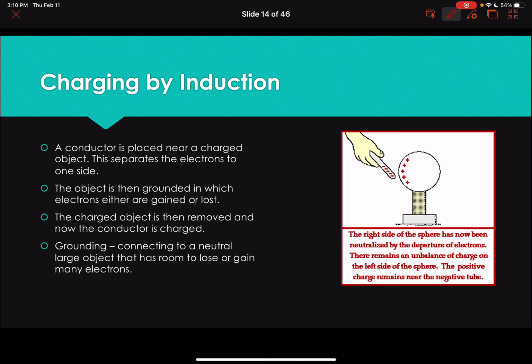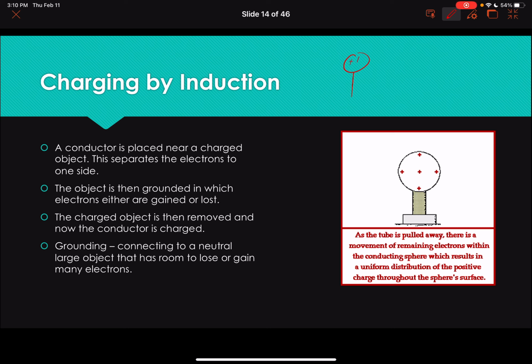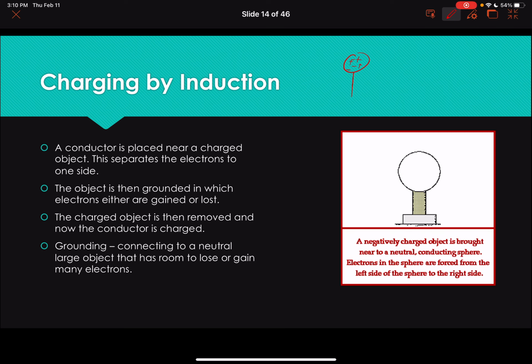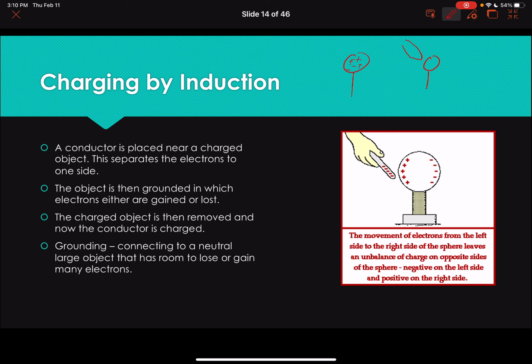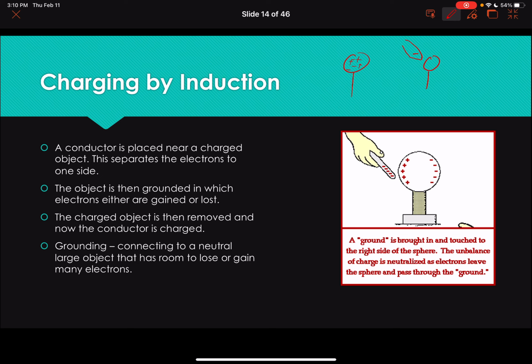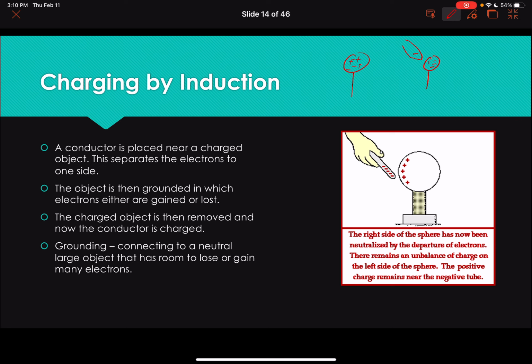But essentially, we have some sort of object that has a bunch of protons and a bunch of electrons in it, all evenly distributed around the thing. And then I bring a charged object near it. Okay, so let's say it's negatively charged. Well, what happens? The negative charge repels the electrons in the object, while the protons are attracted to it. The protons aren't really moving around that much. It's really just the electrons that are moving. The electrons are repelled to the other side of the sphere.